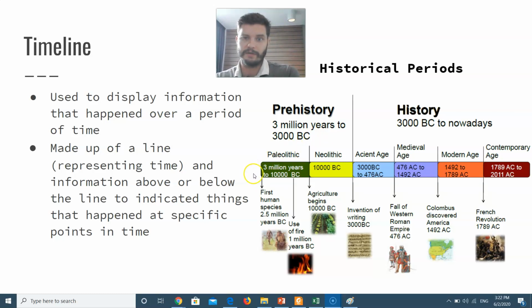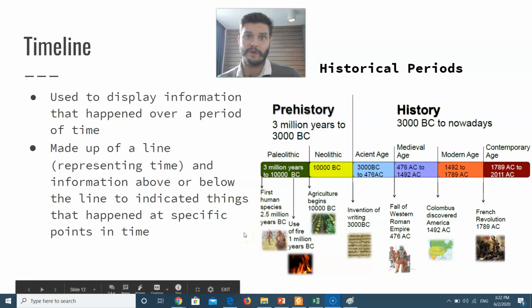So if you take a look here at our example, you can see the title is Historical Periods. Over here on the left is the first thing that happened, or the first historical period. We have the Paleolithic period, which lasted from 3 million years ago until 10,000 BC. And at the bottom here, you've got a little more information, as well as an image.